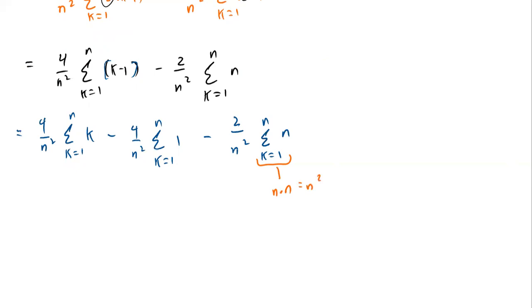Now something similar goes on here. What's going on here? Well, we're adding 1 by itself n times. Well, that's just 1 plus 1 plus 1, n times. That's n.